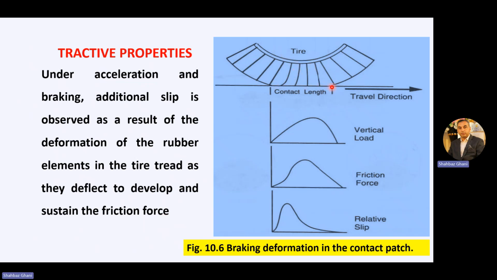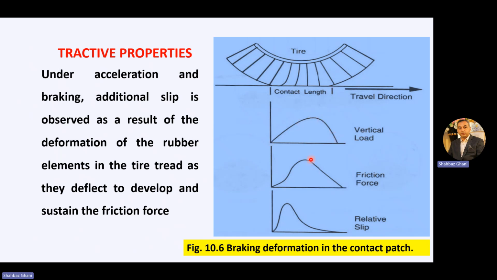Tractive properties. Now let's see this figure. This is the contact length, or the contact patch or the contact area in contact with the surface. This is the travel direction. So first this comes in contact, this is the leading edge and this is the trailing edge. The vertical load will be like this with your x-axis.